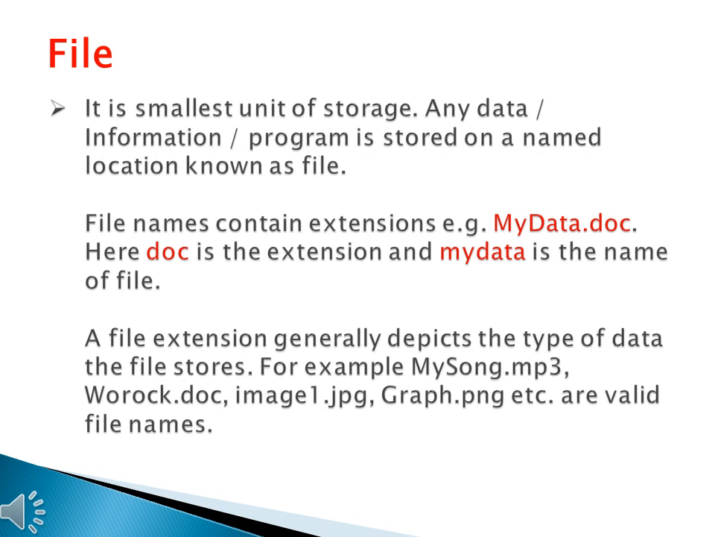File name contains extensions, that is mydata.doc. Here doc is the extension and mydata is the name of the file. A file extension generally depicts the type of data the file stores. For example, mysong.mp3, warrock.doc, image1.jpg, graph.png. Here .mp3, .doc, .jpg, .png, these all are the extensions and these are the valid file names.